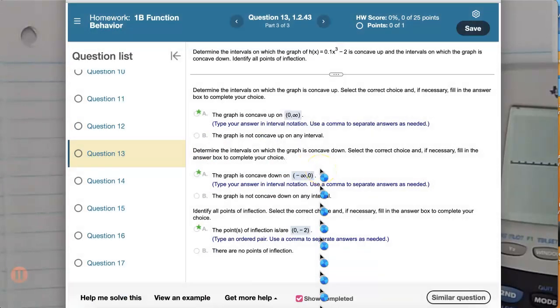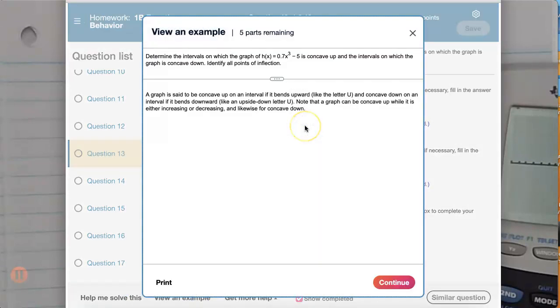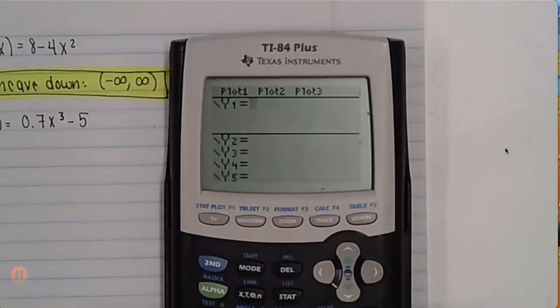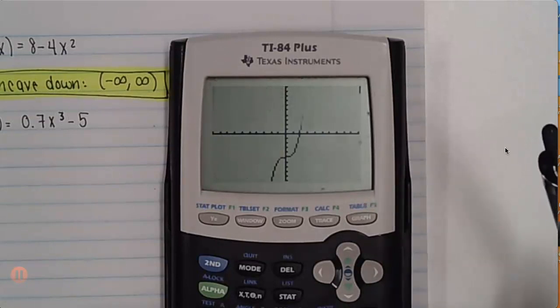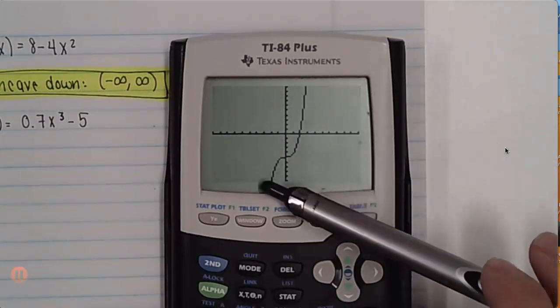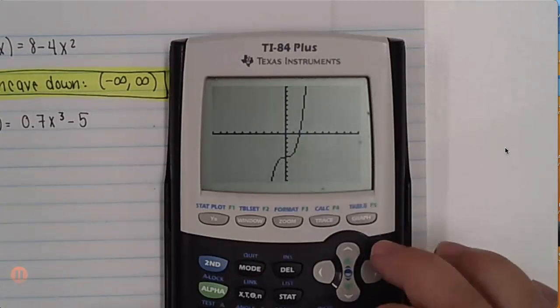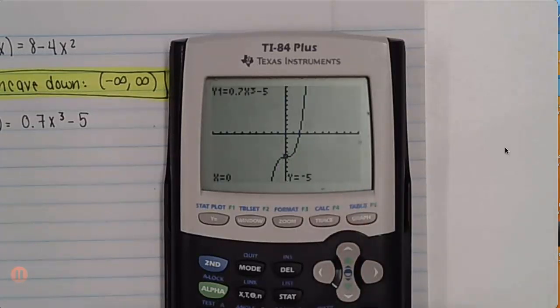Okay, let's go on to number 13. All right, this one's going to be a little more interesting. For this one, we have h of x equals 0.7x cubed minus 5. Let's graph this one. 0.7x cubed minus 5. Alright, so it is concave down and then switches to concave up, and it appears that the point of inflection is right there, which is x equals 0, y equals negative 5.